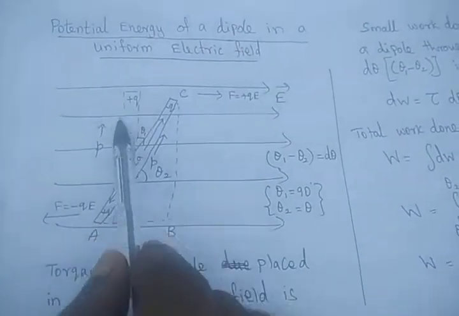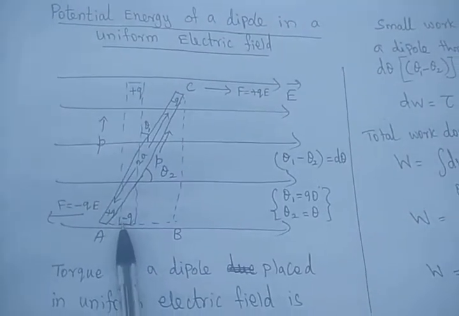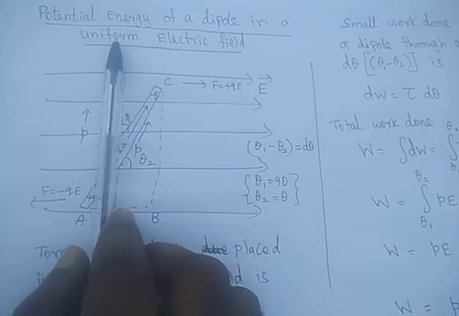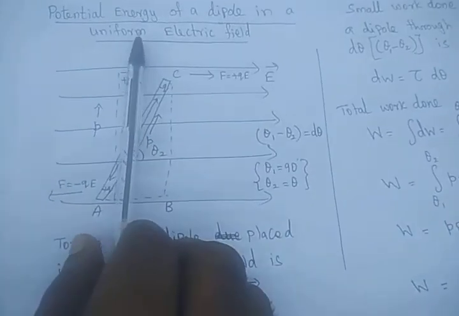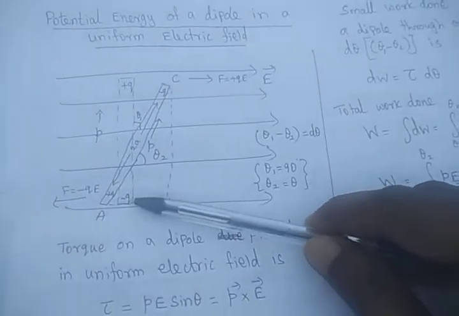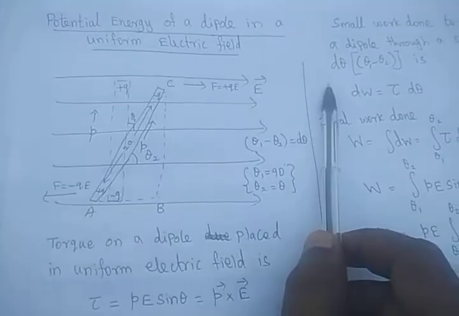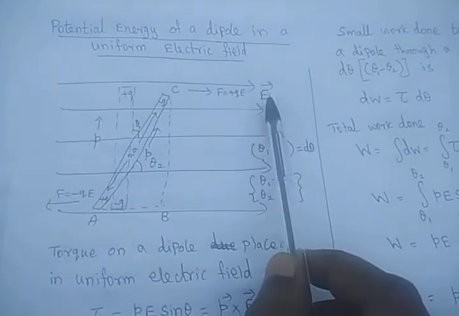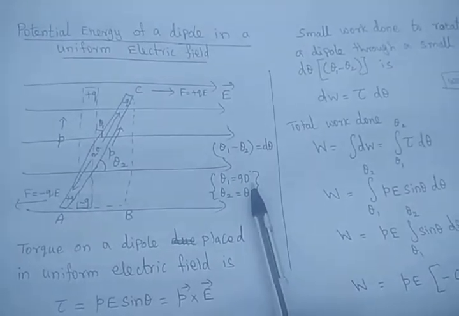So there is an external electric field. This dotted line is an electric dipole, plus Q and minus Q. Initially, the electric dipole is placed at an angle theta 1. The electric dipole moment will be directed from negative charge to positive charge, so the dipole vector will be in this direction, and the electric field vector is in this direction. So theta 1 is the angle between the dipole moment and the electric field, and theta 1 is equal to 90 degrees.